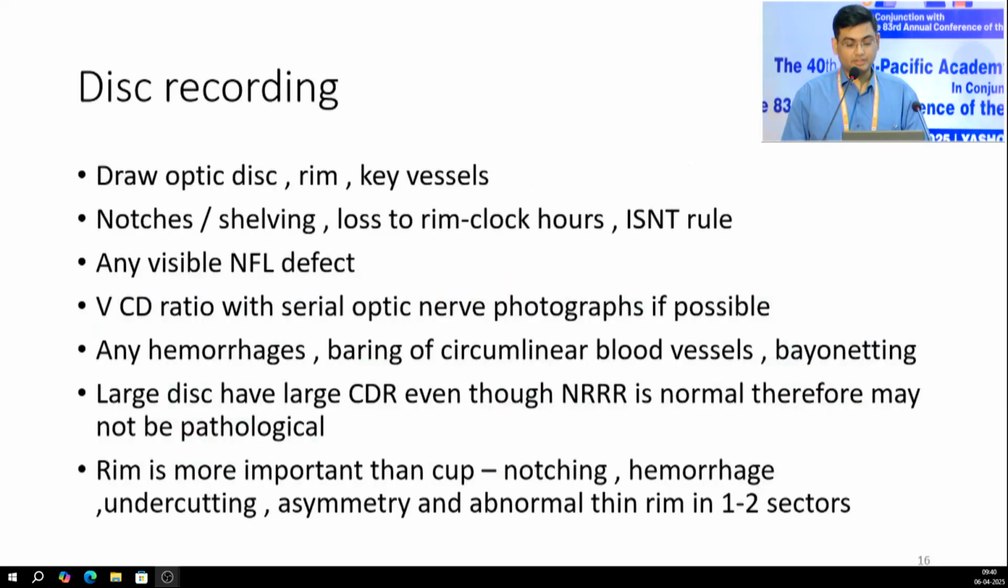Now, when a patient comes to you, always draw the optic disc, the rim, the key vessels, any notches if you see, any shelving or any particular rim thinning in the clock hours, whether the ISNT rule is followed or not, and any visible defect if you have dilated the patient. Also note the vertical CD ratio. If it is possible to take an optic nerve photograph, then do take it and hand it over to the patient, so that the next time he comes to you, he has a recording and you can compare. Also note any hemorrhage, bayoneting, circumlinear blood vessels. And large discs have large CDR even though NRR is normal, which we have talked about.